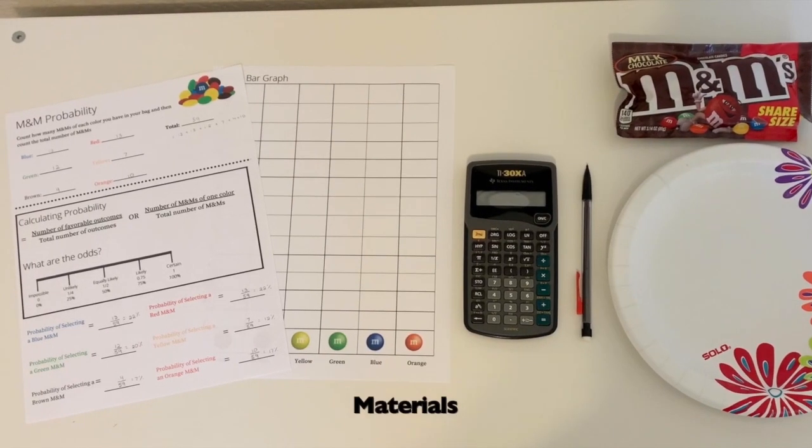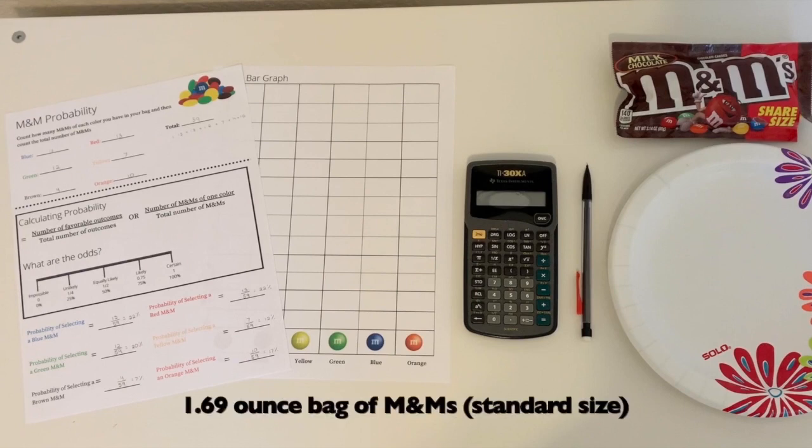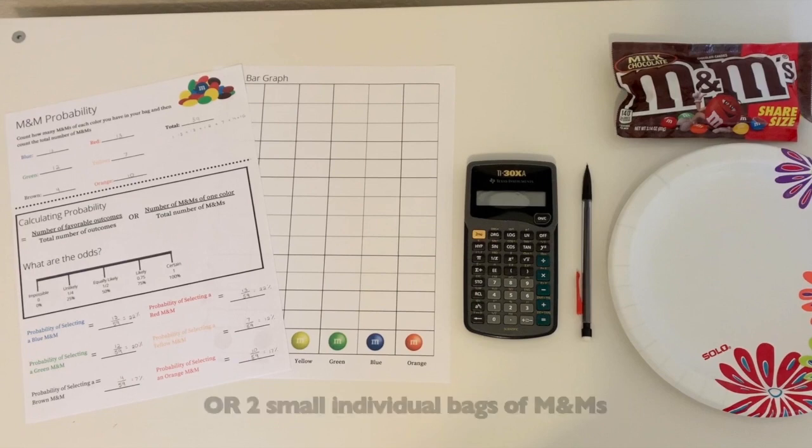For this module, here are the materials you're going to need. Your M&M probability handouts, a calculator, a pencil, a 1.69 ounce bag of M&Ms, or just one of the standard size bags. And if this is hard to find, you can always use 2 small individual bags of M&Ms instead. Note that you can also use Skittles, but this might change how you make your graph and fill out the M&M probability handout. Lastly, you will need 1 plate.